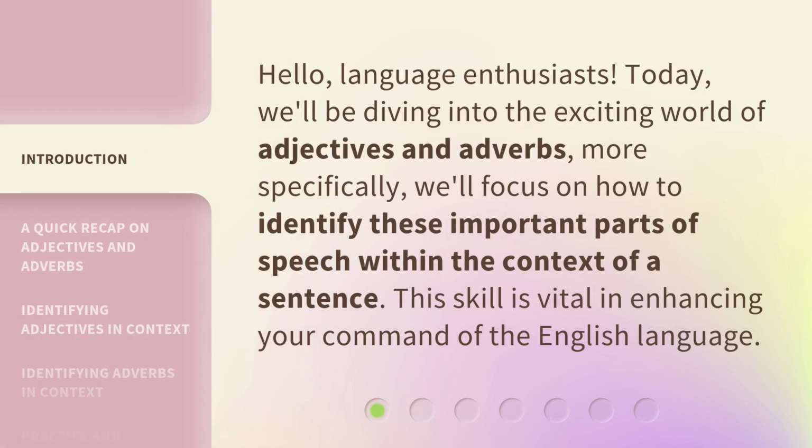Hello, language enthusiasts. Today, we'll be diving into the exciting world of adjectives and adverbs. More specifically, we'll focus on how to identify these important parts of speech within the context of a sentence. This skill is vital in enhancing your command of the English language.